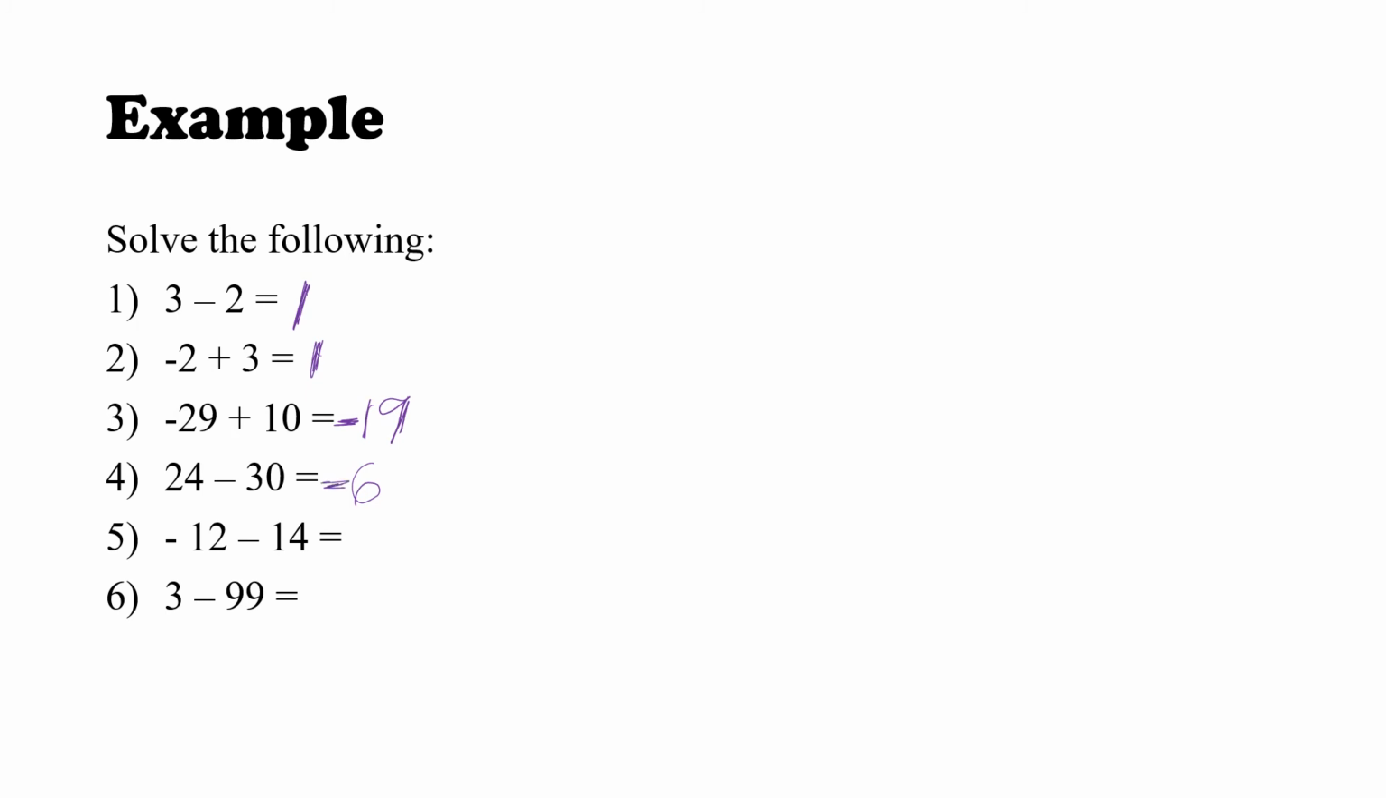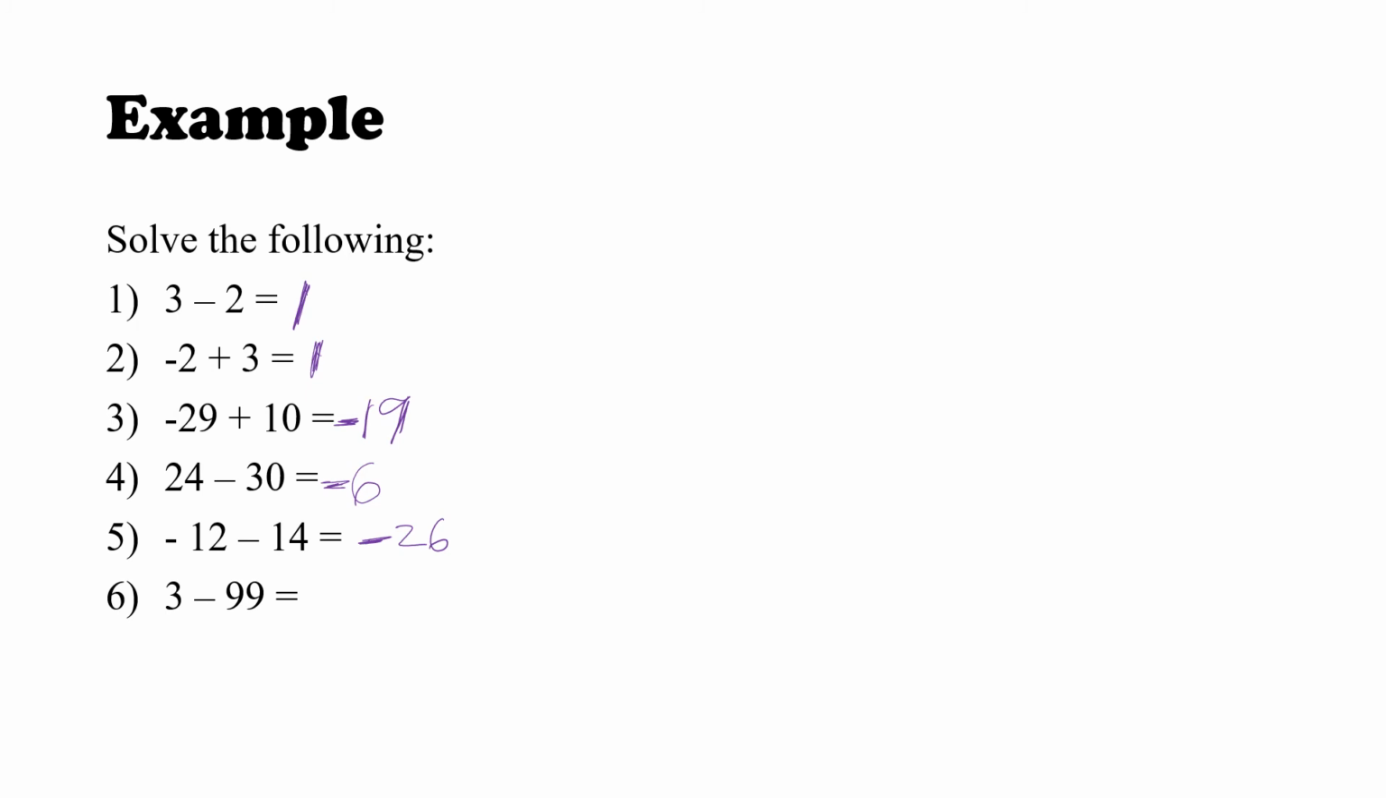Easy does it. The next one, number 5, we have a negative and a negative. So here the signs are the same. What does the rule say when the signs are the same? You add the numbers, you keep the sign. So 12 plus 14, that will be 26. And the sign is negative, so I keep the negative sign. So my answer is negative 26.